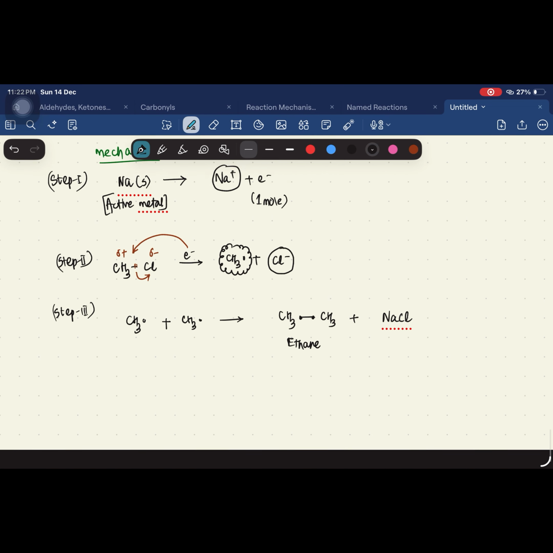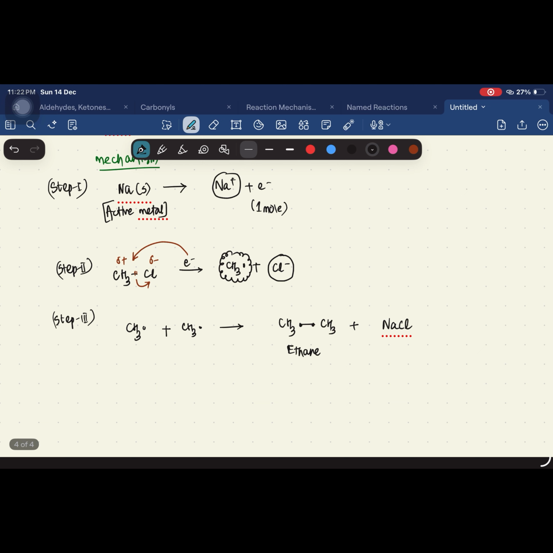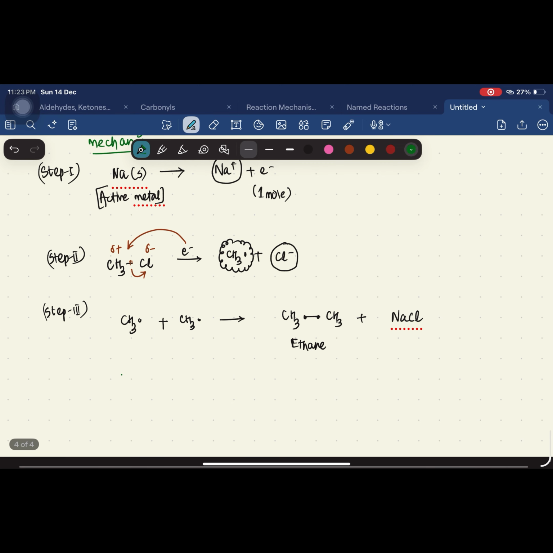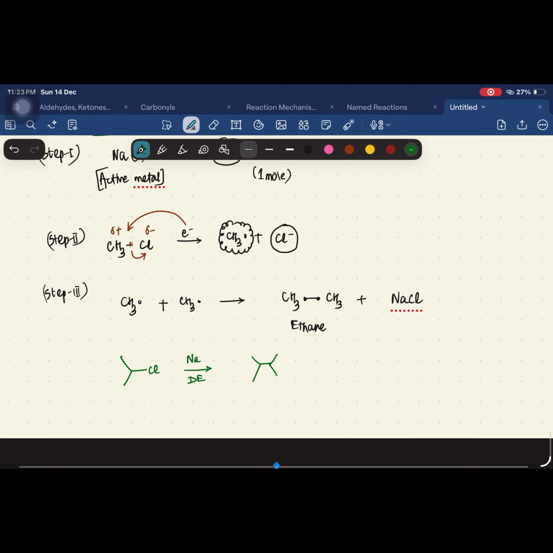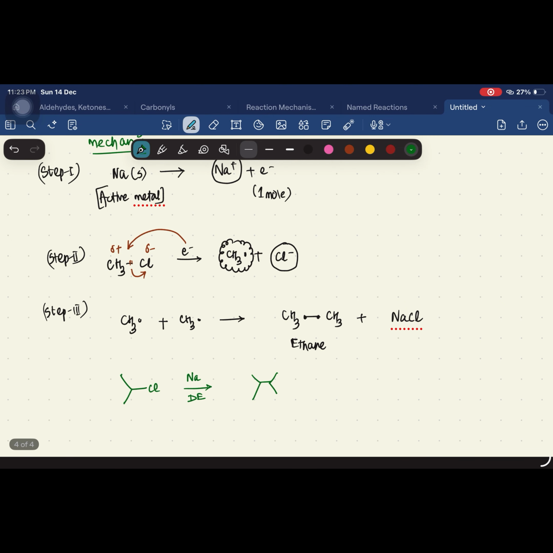If we get any kind of question, how do we have to do it, sir? Very simple, nothing to do. We have to take it like this. Suppose we have this example. Cl is there, and here we are taking Na with dry ether. Dry ether means dry ether. So how can we form the product? The main product will be like this. So in exam time we have to do it like this.